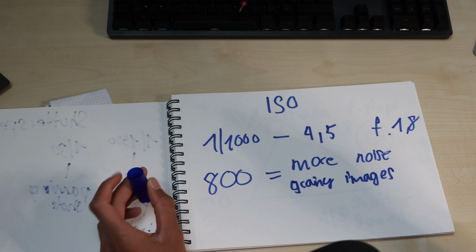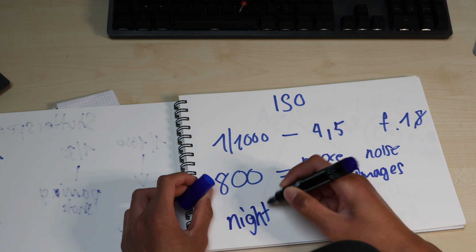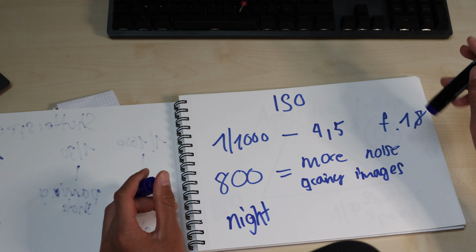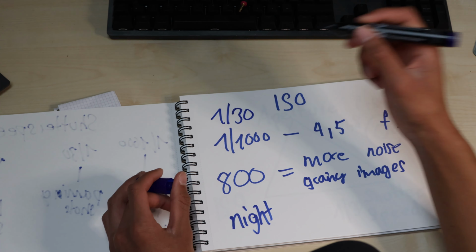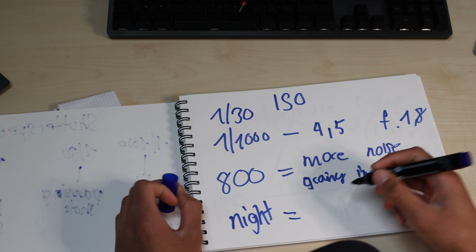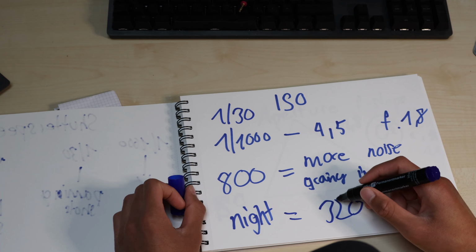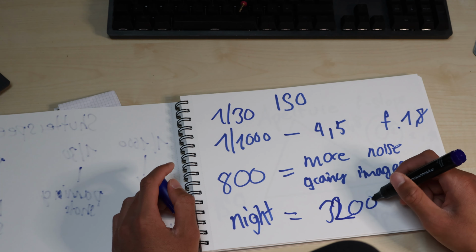ISO is also very helpful if you are in a night location and you have your maximum aperture opening and your lowest shutter speed you can go without blurring the image. Then you can also increase your ISO to 3200.